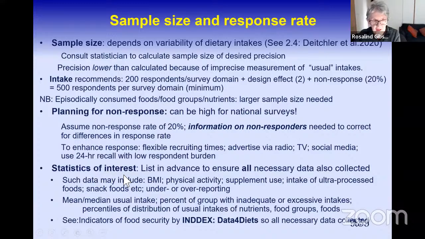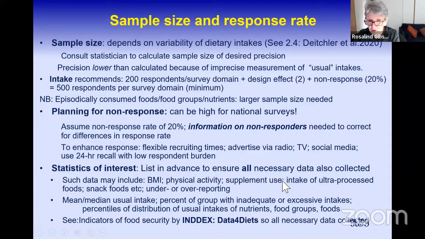Now, in terms of the statistics of interest that you want to generate from your national dietary survey, it's important to list those statistics in advance because you may require some additional measurements to actually calculate those indicators. For instance, you may want information on BMI of your participants. This means you've got to measure height and weight. You may be interested to know of people who have BMIs above 25, for instance, what is their nutrient and food consumption pattern? How does it vary from people with BMIs that are less than 25 or less than 18? You may be interested in examining the energy expenditure, energy intake in relation to physical activity. That means you have to have data collected on physical activity.